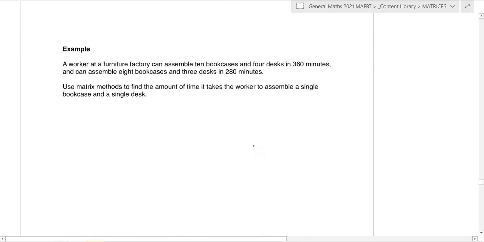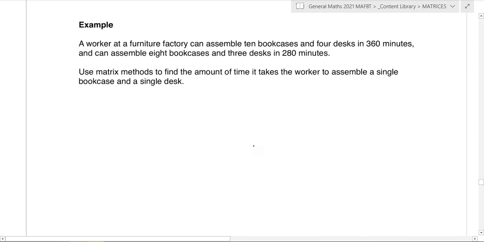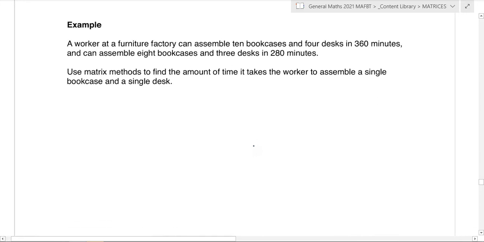All right, here we go. So same principles, yeah, of previously. You just got to make sure that you read the questions properly. Okay, so first of all, let's read it. A worker at a furniture factory can assemble 10 bookcases and 4 desks in 360 minutes. All right, so I'm going to highlight that now. 10 bookcases, 4 desks, 360 minutes. Easy. And can assemble 8 bookcases and 3 desks in 280 minutes.